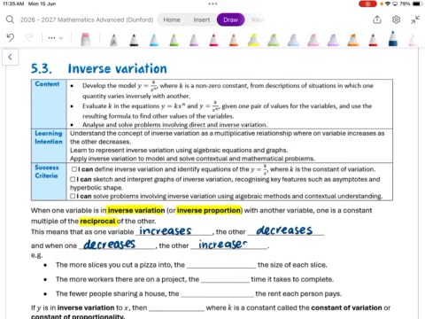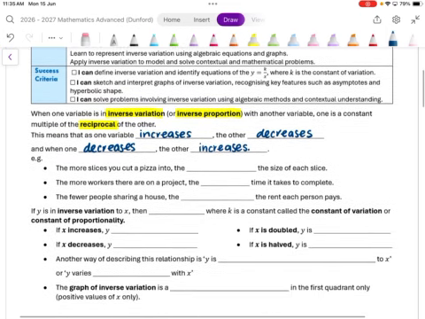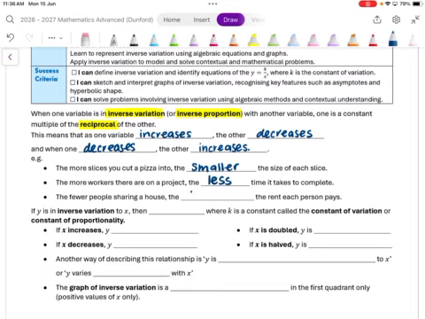Some examples of inverse variation and proportion in real life: the more slices you cut a pizza into, the smaller the size of each slice. The more workers there are in a project, the less time it takes to complete. The fewer people sharing a house, the higher the rent each person pays. Those are just some real life examples of inverse variation.